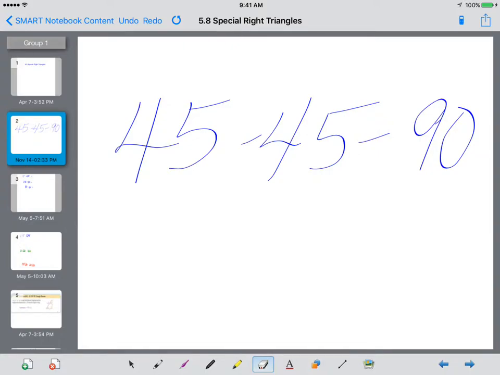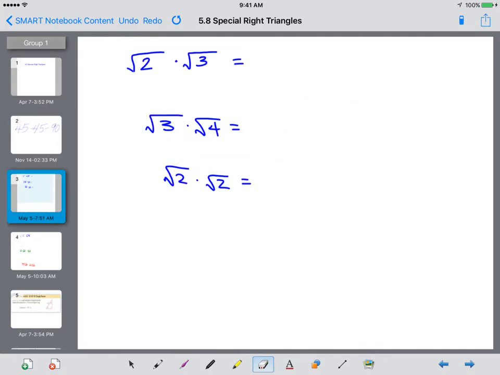Welcome to this lesson on 45, 45, 90 triangles. Make sure you've got your sheet with you. I'm going to go through all those examples, but first I have a couple things to talk about.